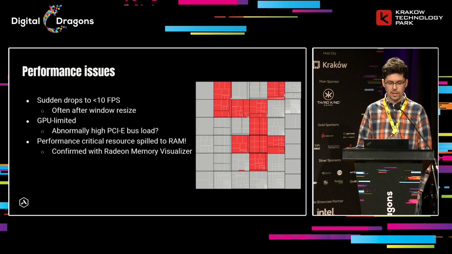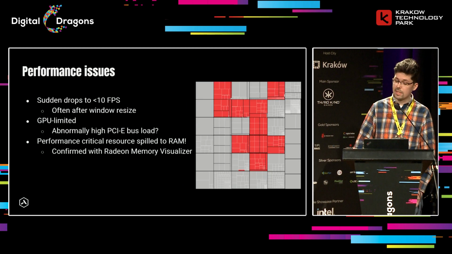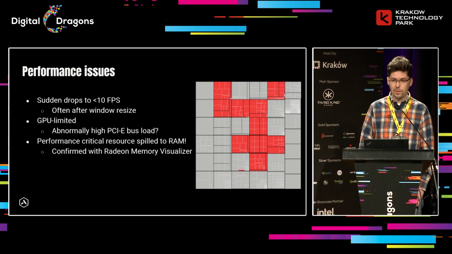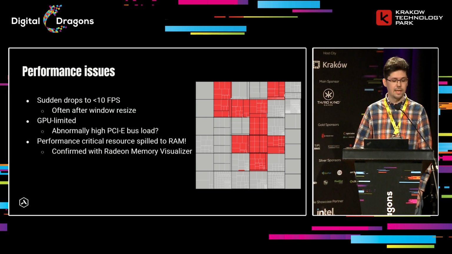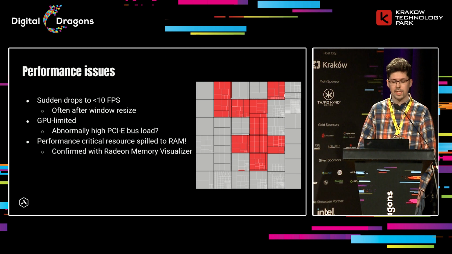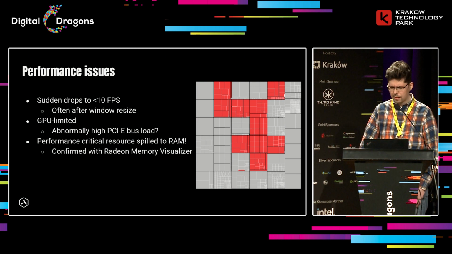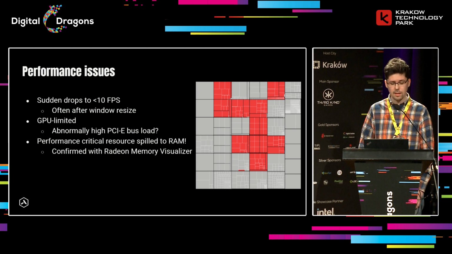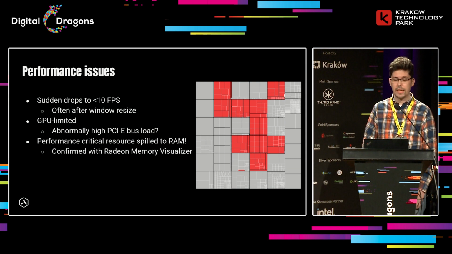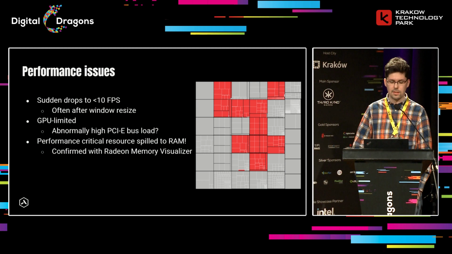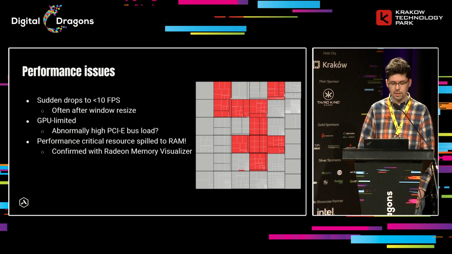So if we look at some of the issues we had with this, we ended up with some quite severe performance issues, and we weren't exactly sure what was going on for a while. We would be getting drops to sub 10 FPS. The game would basically try to go to a halt. And this would often happen after we resized the game window, which doesn't happen often, but when it does happen, it's quite important that the game keeps running as usual.